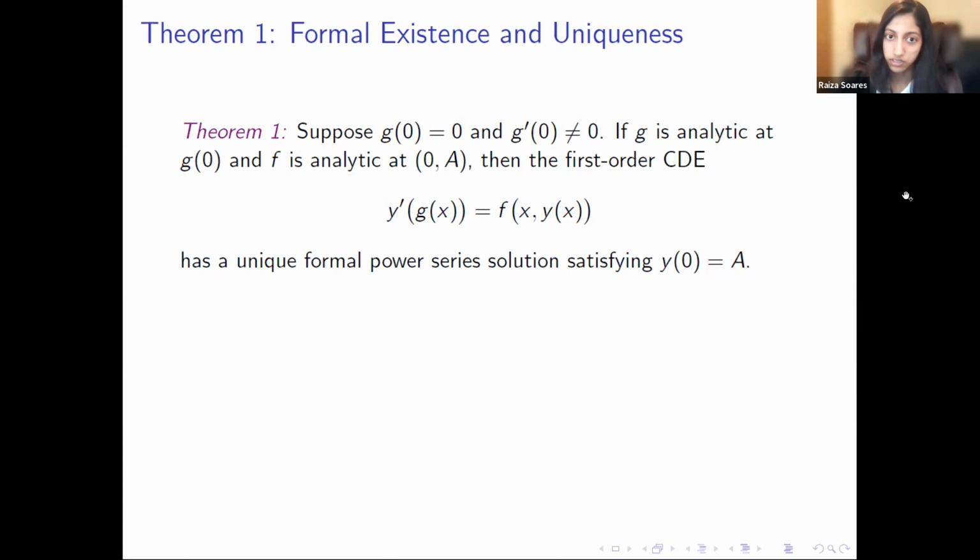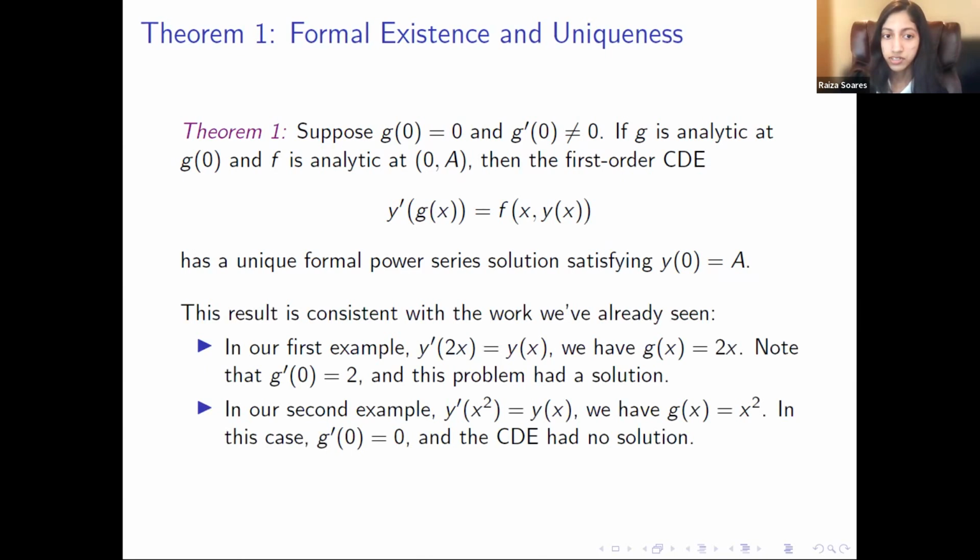And this is consistent with what we've seen so far in the examples that I've shown you. In the first example, we have g of x equals 2x. And notice that g prime of 0 in this case was 2. And this problem did have a solution. But in our second example, g prime of 0 was 0. And then our CDE had no solution.